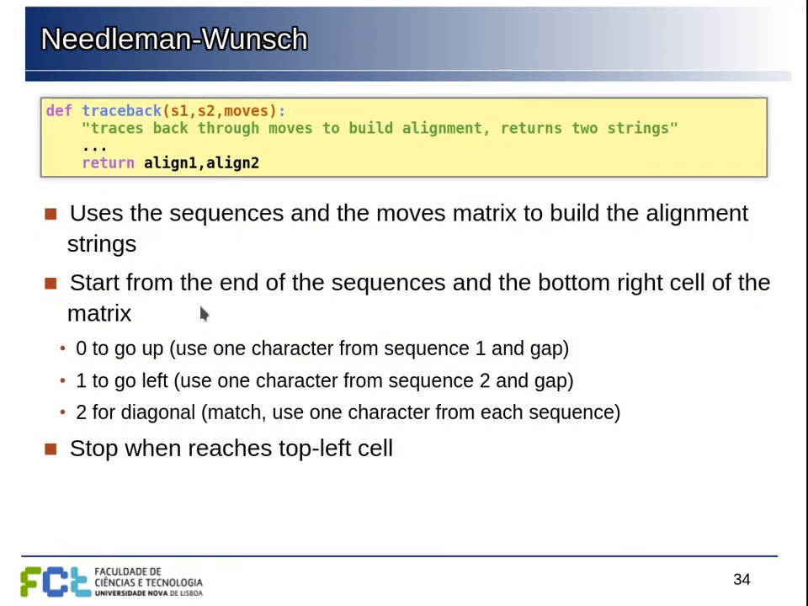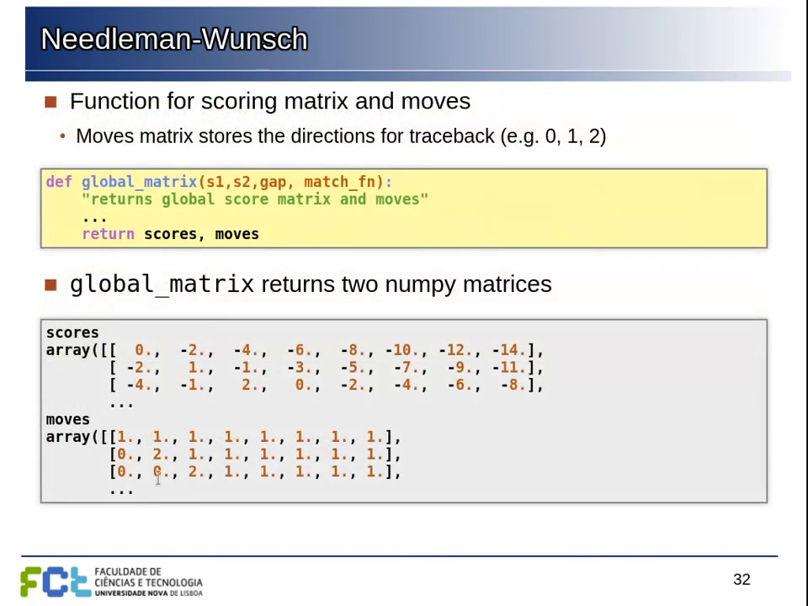So now we need to write the traceback function. This one will receive the two sequences and the moves matrix that we produced previously. This one that indicates the different directions that we're going to move.